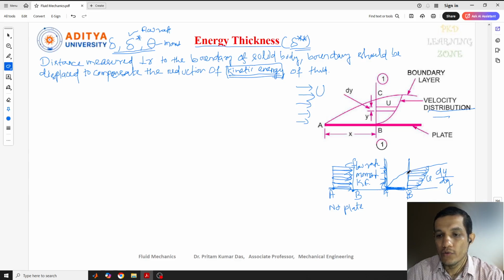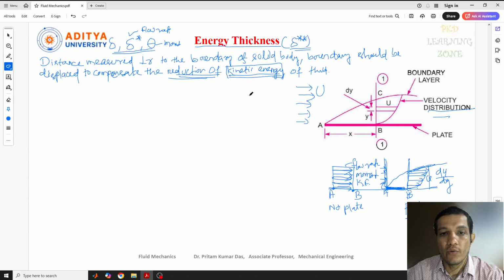Okay, so to find out, if you take this point and consider another condition here, you can see up to here what the velocity, the flow rate, and the momentum were. Now at this point, how does it vary? Due to the presence of the plate, there is a reduction. You can see the boundary should be displaced to compensate the reduction of kinetic energy.